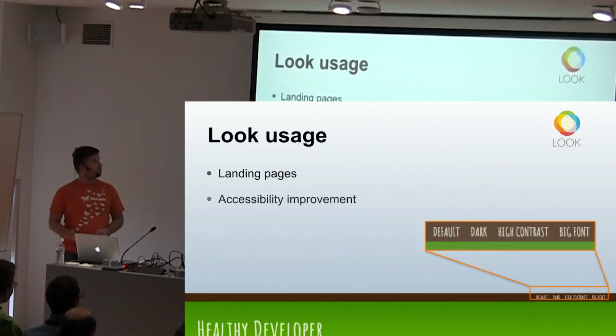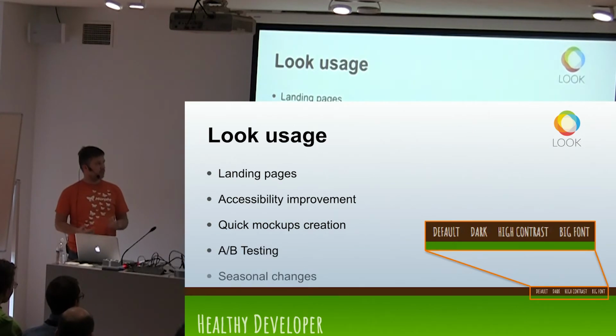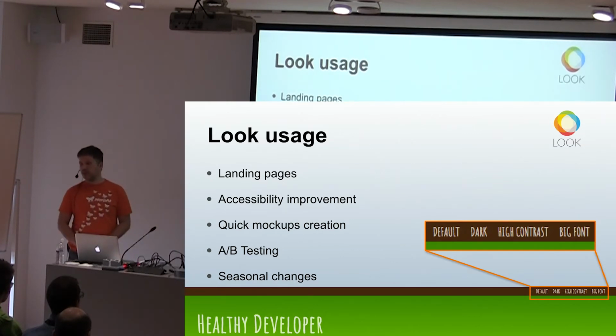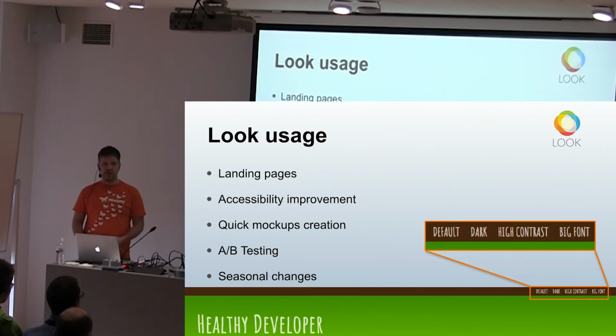So, something about the look usage. You can use it for landing pages, you can use it for accessibility improvements. I have used it on my own site, Healthy Developer, so you can check it out. You can do quick mock-up creation for your clients if they need to see how the site will look in different colors. You can do it quickly. It can be used for A/B testing, so you can check different looks of the site on different groups of visitors. And yeah, with some script you can do a seasonal change or time change or a change based on another condition.